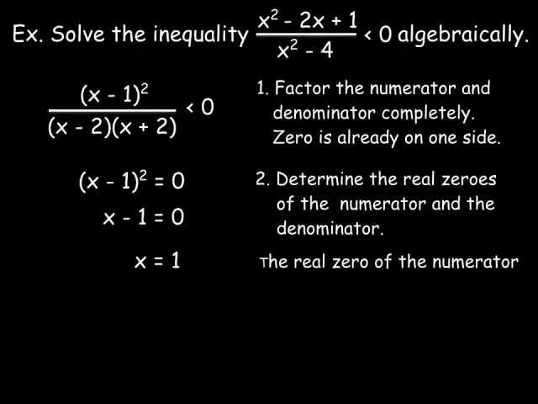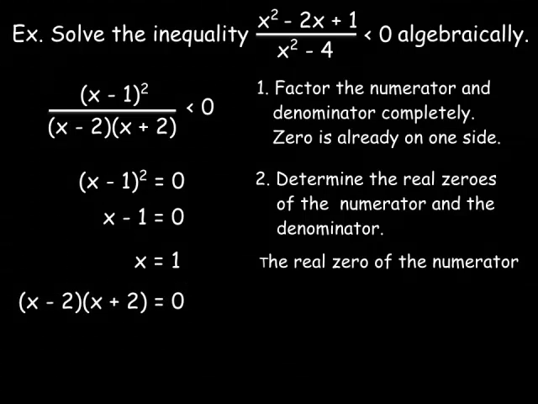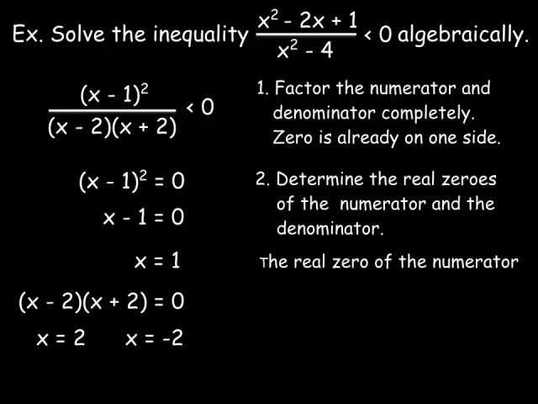Setting the denominator equal to 0 and solving, applying the zero factor property, setting each factor equal to 0 and solving individually, we find that x is equal to 2 and x is equal to negative 2, the real zeros of the denominator.